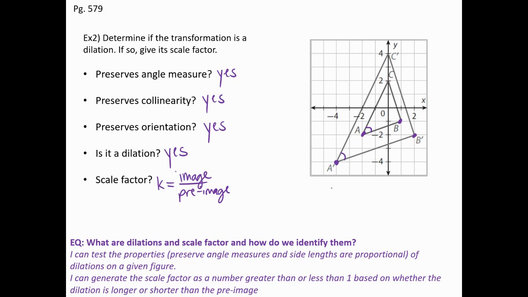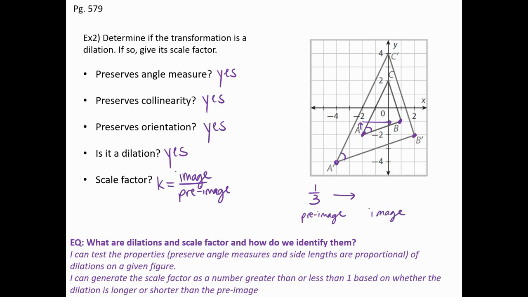So if I compare the slopes, I want to see what did I do from the original figure to get to the copy. So if I start with my original figure, looking at slope from A to B, I go up 1 and over 3. So that slope is 1 over 3. That's for my pre-image. It's my original. Then what did I do to that to turn it into whatever I'm going to get here for my image?